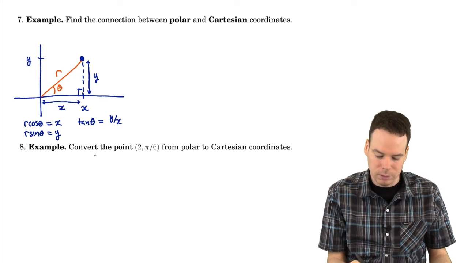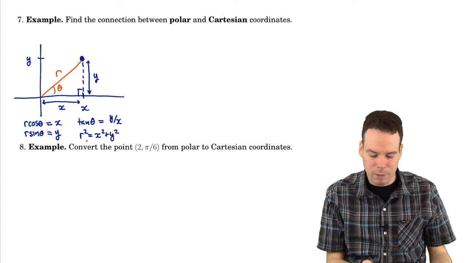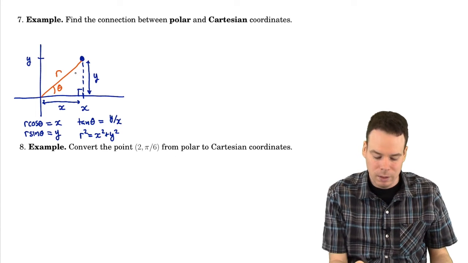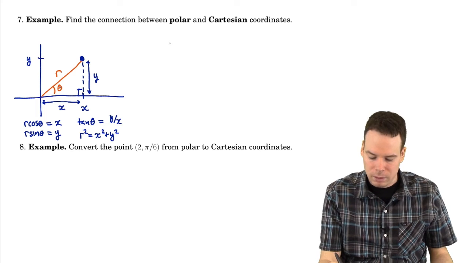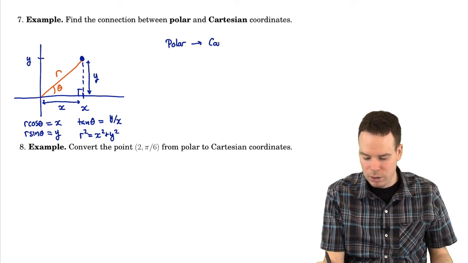Well, this is a right triangle, so that would be the Pythagorean identity. r squared is x squared plus y squared. So here we've got a bunch of relationships all between the different quantities. How do we go then from polar to Cartesian?